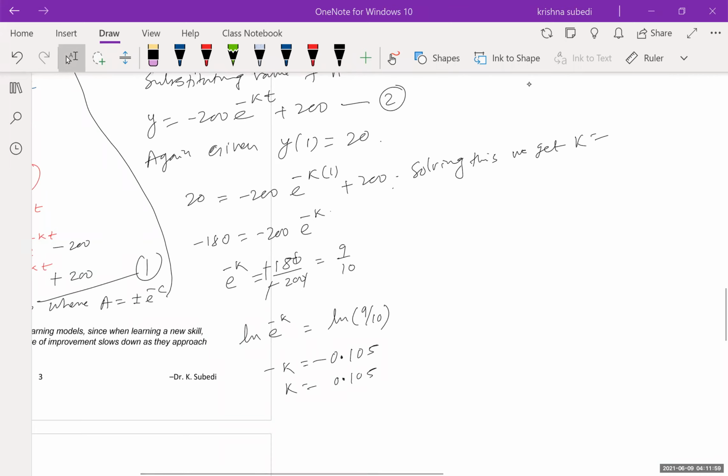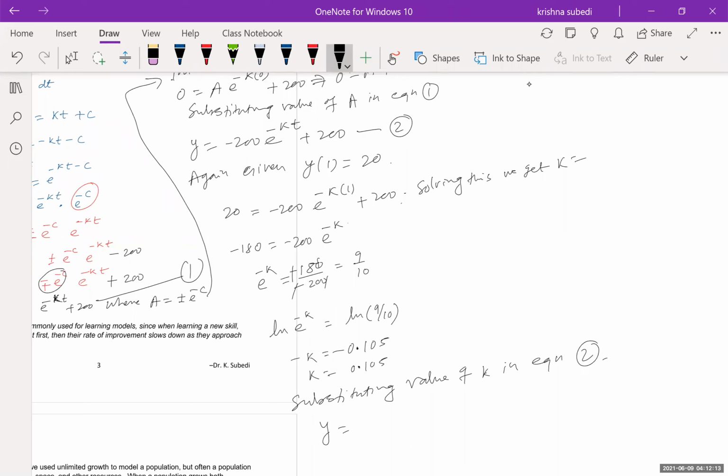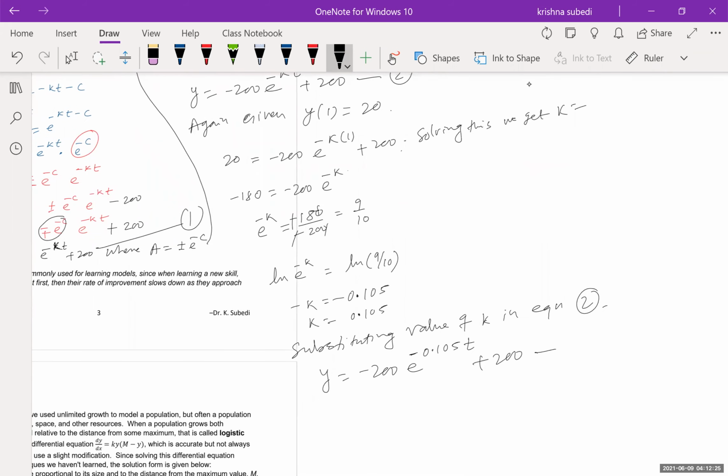Okay, all right, so we are done. So substituting this value of k in equation 2, we get y equals negative 200 e to the negative 0.105 t plus 200. So this is our particular solution.